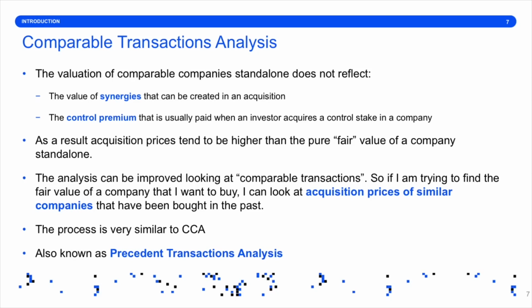Now, we keep talking about comparable companies, but if you remember the concept map, we also said, well, look, sometimes instead of looking at similar companies, we look at similar acquisitions. That basically is acquisitions of similar companies. Why is that? The basic idea is very simple but very important.